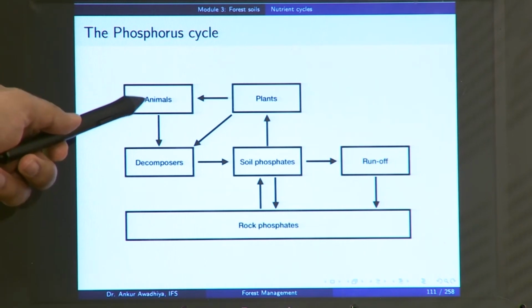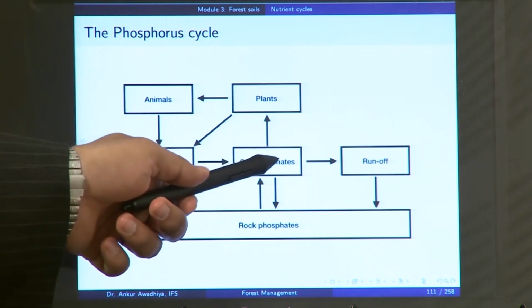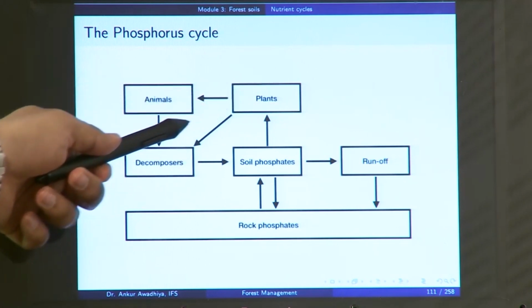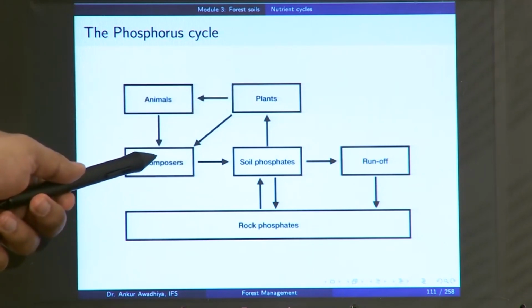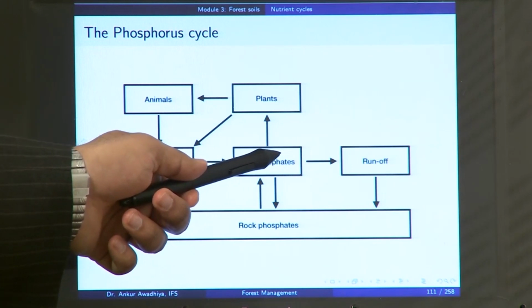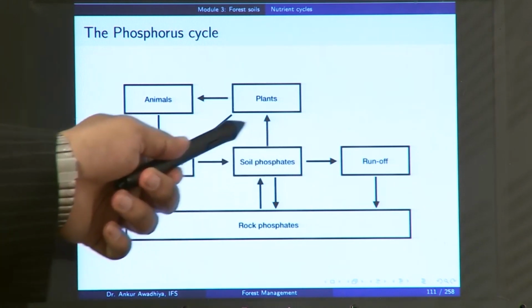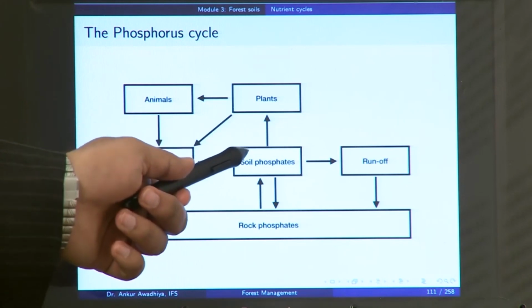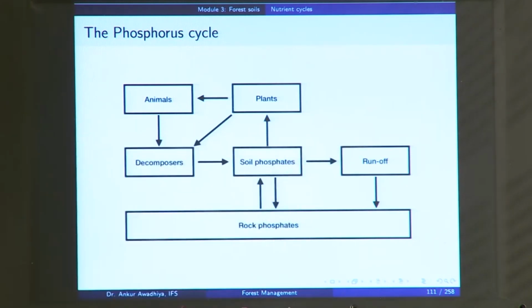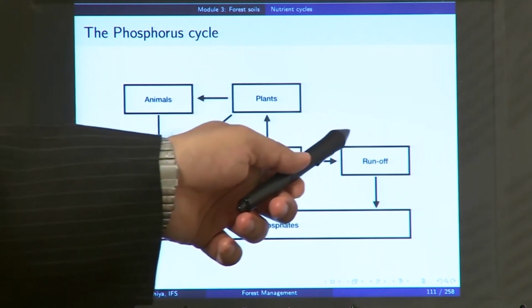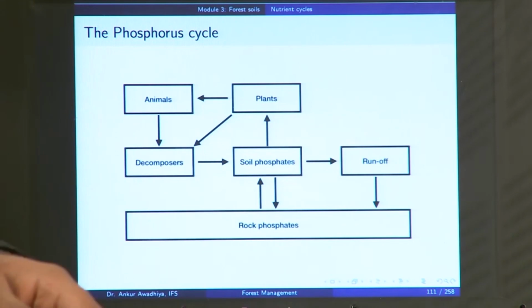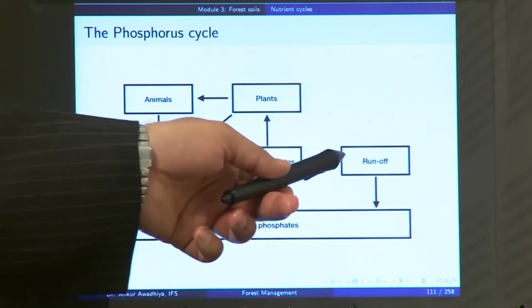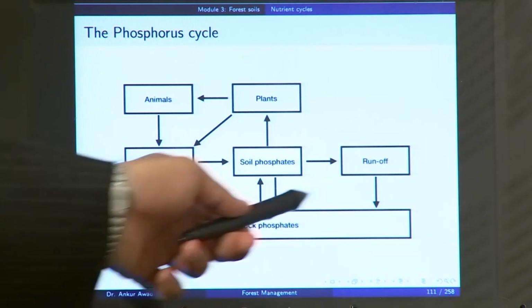The plants in turn can be eaten by animals, and through decomposers the phosphates come back to the soil phosphates, or when these plants die, they can directly get decomposed and come back into the soil phosphates. Now, the soil phosphates in turn can be removed through the process of runoff. So, there can be water erosion in an area, or there can be weathering, and with the weathering the water is also leaching away the phosphates, so these phosphates are getting runoff, and then they reach the oceans or other water bodies, where they get precipitated, and then later on they form the rocks.